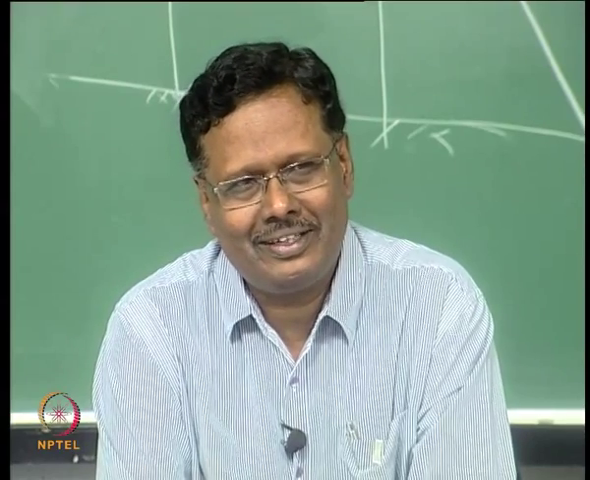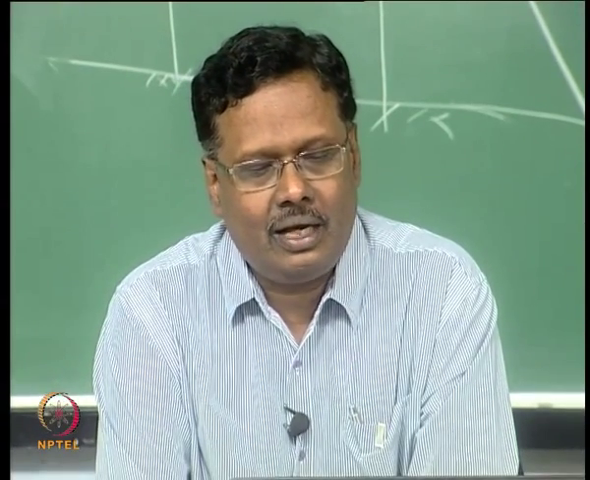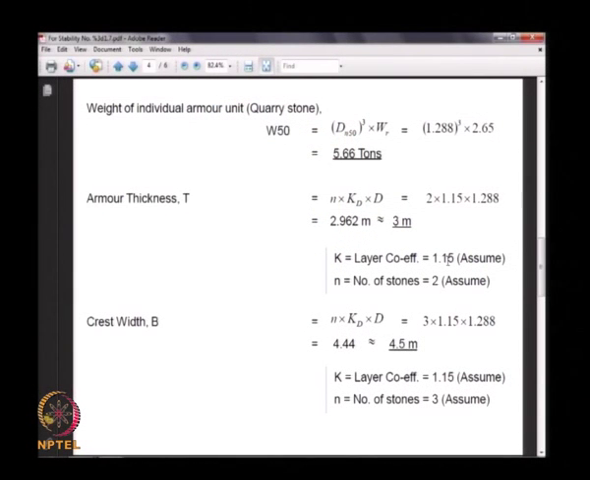You have to get these values, and then you calculate the armor thickness, that is about 3 meters, and the crest width also is a function of n into Kd into d, where d is the size of the stone we are using. The Dn50 and this d are one and the same, 1.28. The number of stones width required is about 3. So what is required for design purpose is 4.5 meter, but we can provide slightly more also.